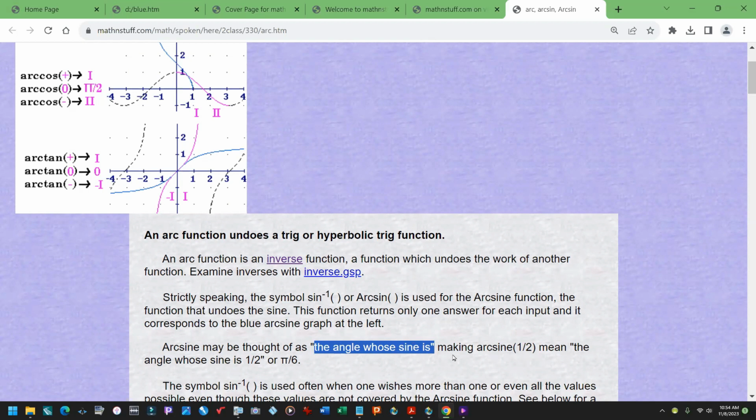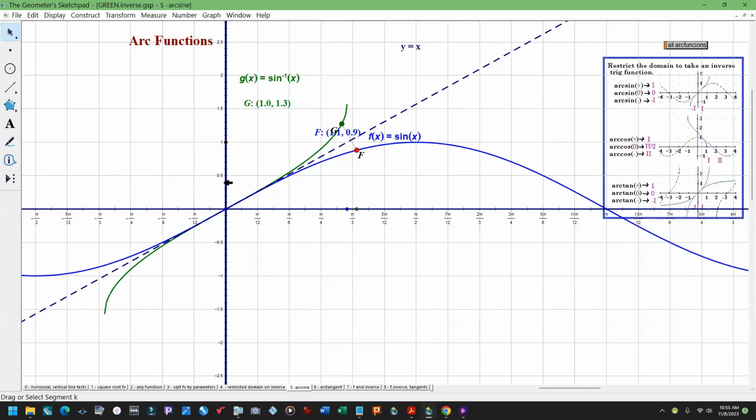If we try and find the arcsine of 1/2, that means the angle whose sine is 1/2. Let's look at the toy. Here's a half. I'm going to try and go to the angle whose sine is 1/2. Here's a half. Here's the sine curve. The angle whose sine is 1/2 is pi over 6 or 30 degrees.